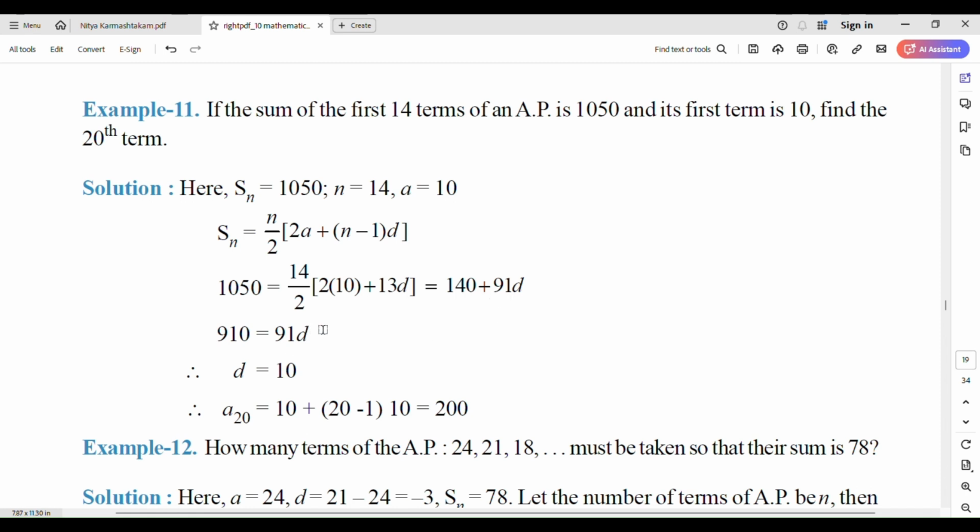If I simplify it, d equal to 10, this is what we will get. So once I know d and a, I can calculate any term which I want, right? So a20 equal to 200, if I substitute into a plus n minus 1 into d, this is what I'll get. So this is one way of using this equation.